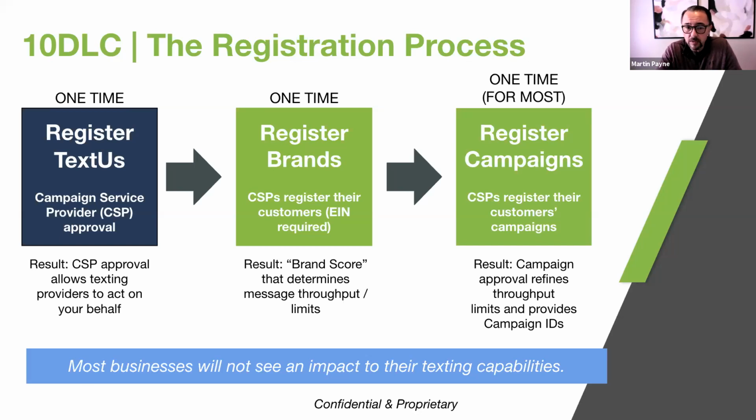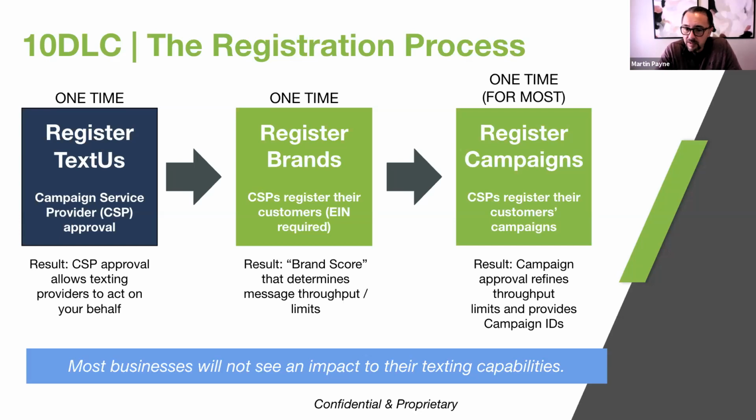So all we'll need from you is some basic information, including your employer identification number that you'll want registered. You'll provide that to us, and we'll register you on your behalf. We'll get a brand score that determines your message throughput limits to some degree. And then once we register your brand, most of you will just require one campaign to get registered. We'll do that for you. It's fairly straightforward, but it's a multi-step process that we will take care of for you.